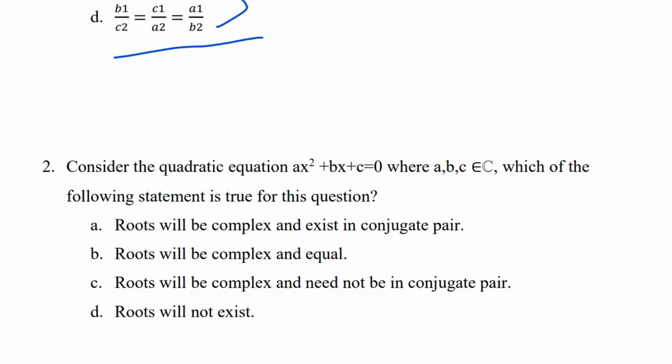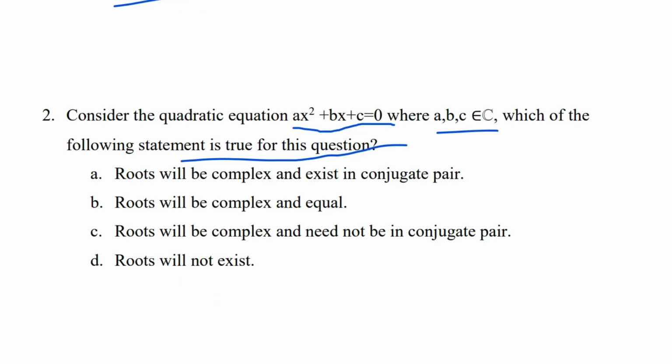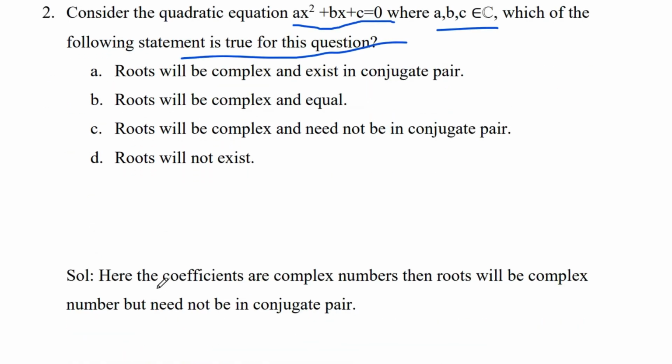Next question is, consider the following quadratic equation. We have ax square plus bx plus c equals 0, where a, b, c all belong to the complex numbers. Which of the following statements is true for this equation? These are quite easy questions. The solution will be, as we know, the coefficients are complex. Then the roots will definitely be complex numbers but need not be in conjugate pairs. Hence, the correct answer will be option C, that roots will be complex and need not be conjugate pairs.